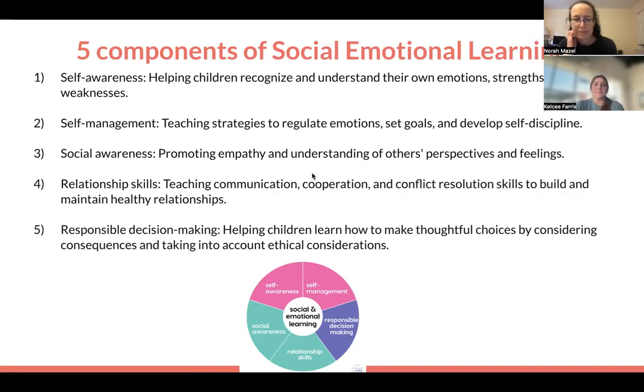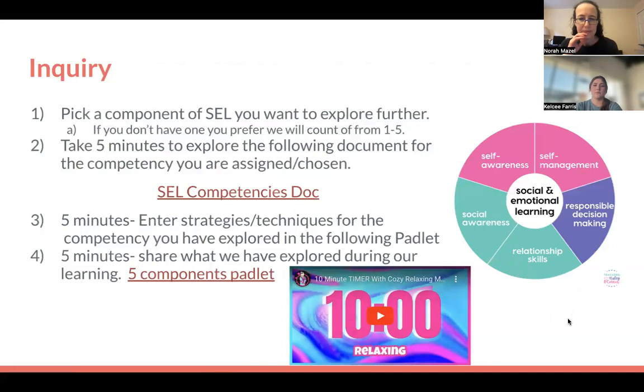The next one is social awareness, which is promoting empathy and understanding perspectives and feelings. The next one is relationship skills, which is teaching communication, cooperation, and conflict resolution to build and maintain healthy relationships. And the last one is responsible decision making, which is helping children learn how to make thoughtful choices by considering consequences and taking into account ethical considerations.